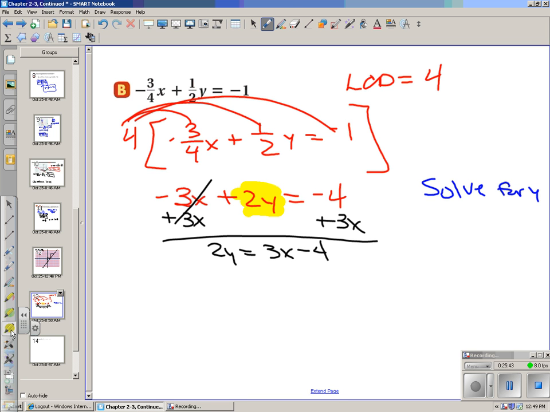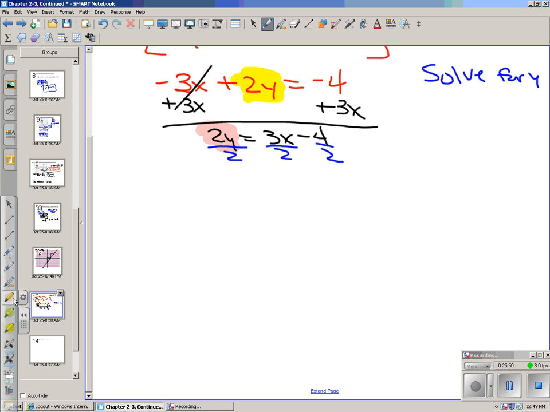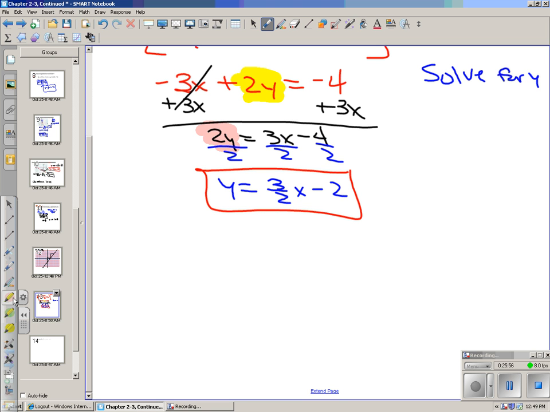Now what? I'm going to divide each term by 2. So I have y is equal to 3 over 2 x minus 2. What's my slope? And what's my y-intercept? 0, negative 2, because it's a point. Now, what does this mean graphically?